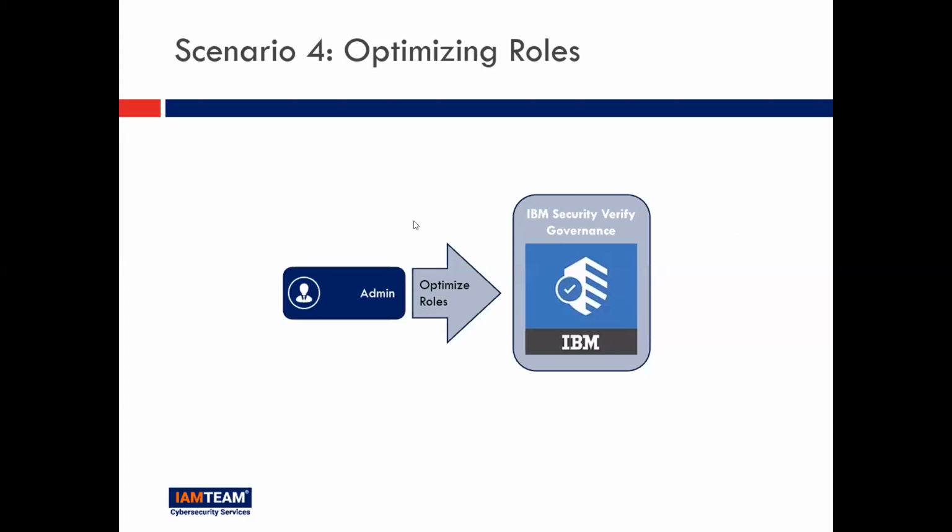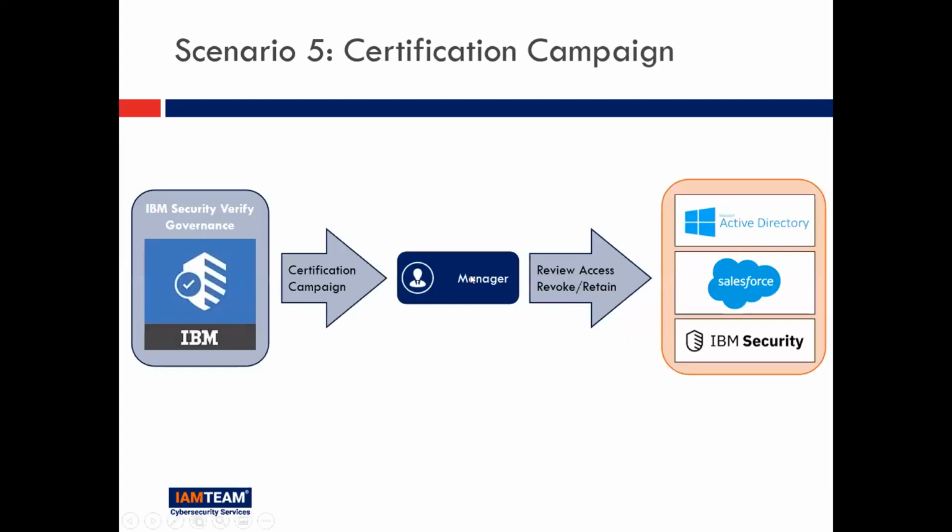Let's head on over to our next scenario, which is certification campaign. Now, it is important to be able to periodically review the accumulated accesses of users to check if those are still needed by the user. Then we can retain or revoke the accesses depending on the business requirement.